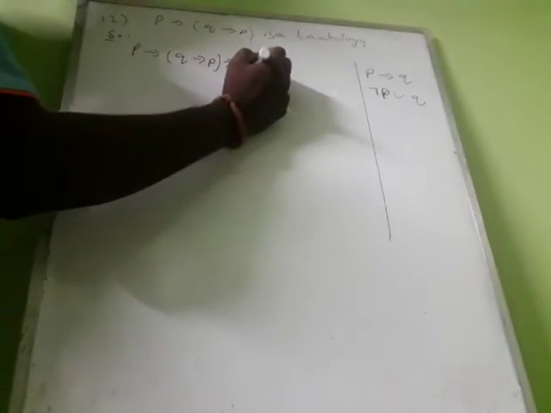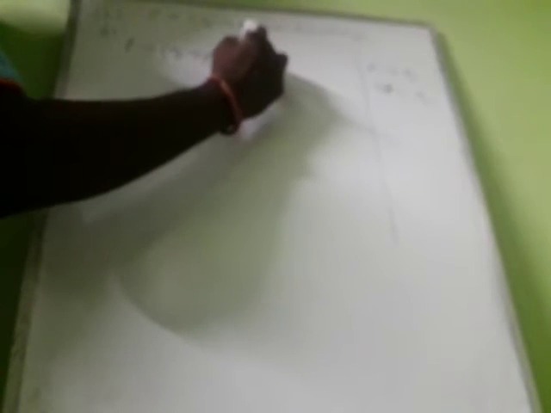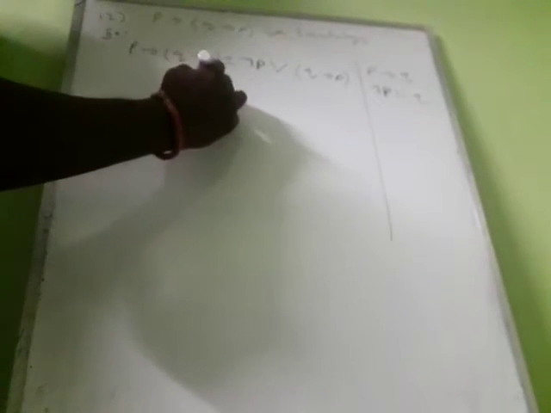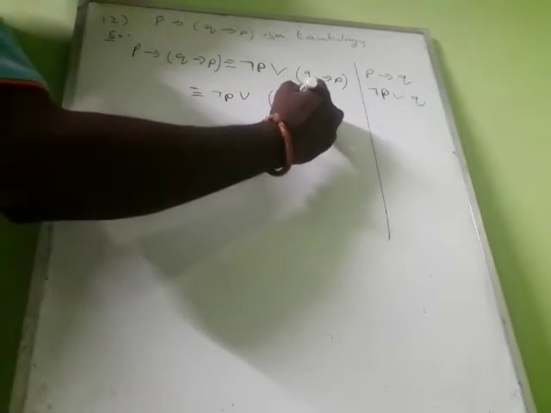So here, what is the first term? P is the first term and this is the second term. If you want to remove the conditional statement, it becomes negation of the first term, negation of P, or the second part, Q conditional P. Now the same rule applies one more time inside the whole bracket. So Q conditional P becomes negation of Q or P.